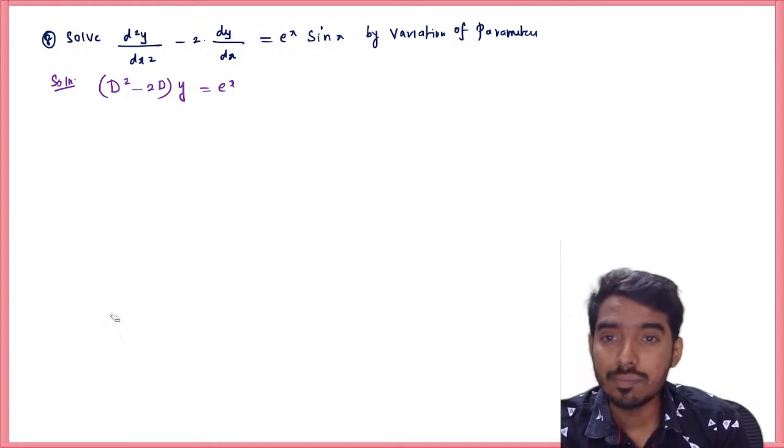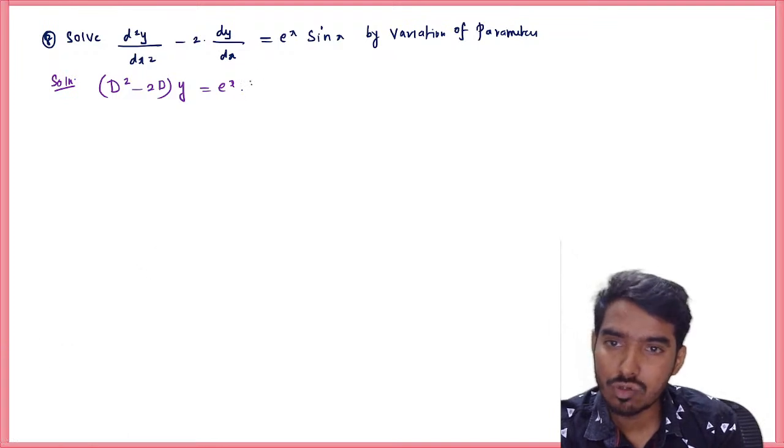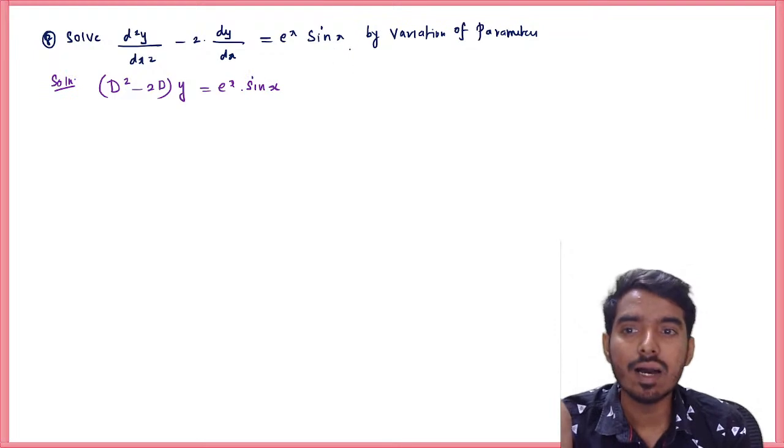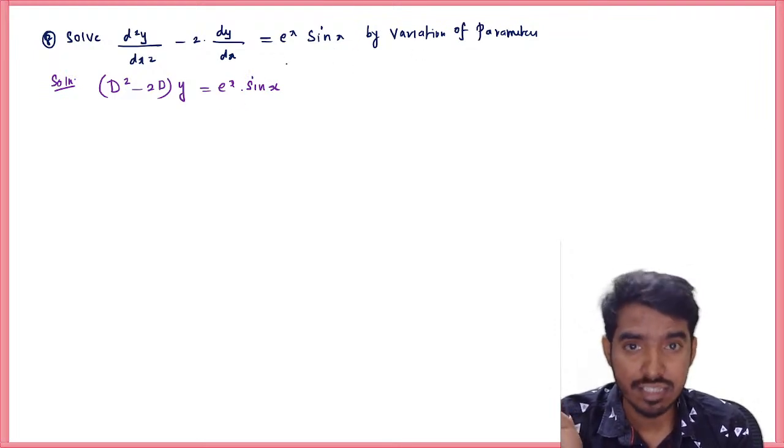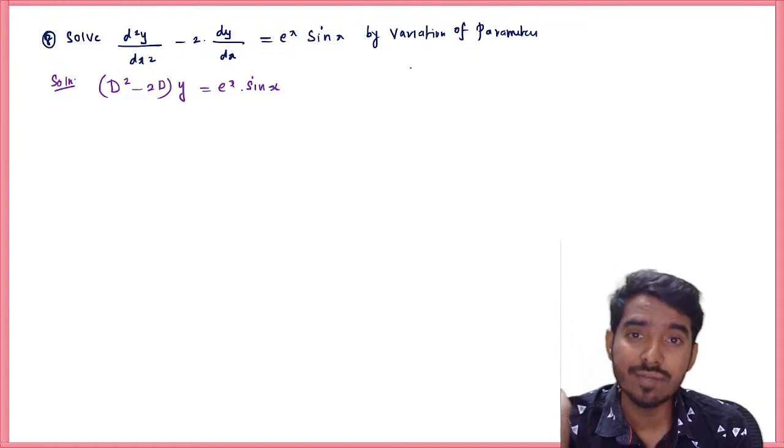You can also use the previous method, that is type 4, to solve this problem. But if the question says solve by variation of parameters, you have to do that. That is what I have said. You can solve any problem by variation of parameters, right?